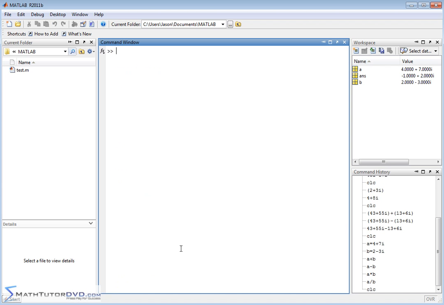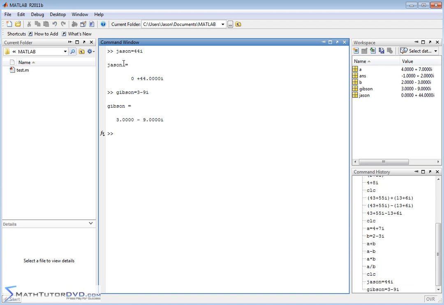So that's just a good introduction to imaginary numbers and complex numbers in MATLAB. The bottom line is, I can have any variable I want, 44i. I can have another variable as a complex number, 3 minus 9i. And once I have these things together, I can add, subtract, multiply, and divide. MATLAB's going to understand all that stuff. So let me go ahead and close here, let you pull up MATLAB and play with that yourself. This is the basic way you enter complex numbers into MATLAB.